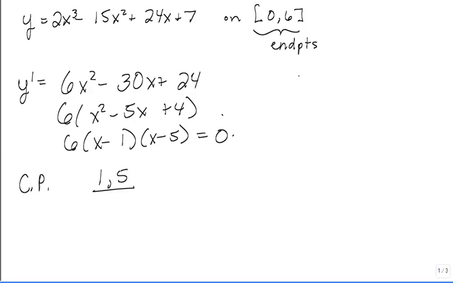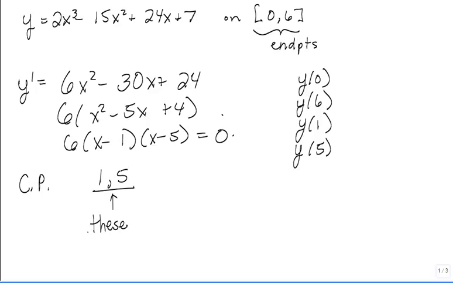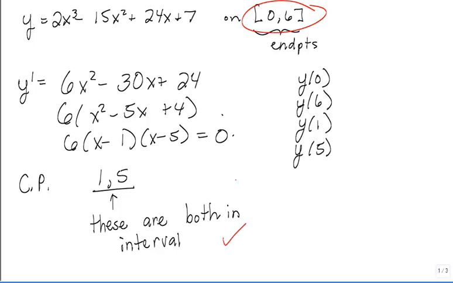Now, to find your maxes and mins, what you do is you plug in your values. So y of 0 and y of 6, we're going to check the endpoints. And then you check 1 and 5, your critical points, and make sure that these are both in your interval. These are both in our case. If they're not in the interval, then you don't check them. They have to be between 0 and 6. So that's the important thing. If one of them isn't, then you just get rid of it. It can't be a max or min because it's not in the interval you want.